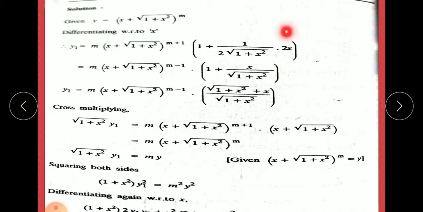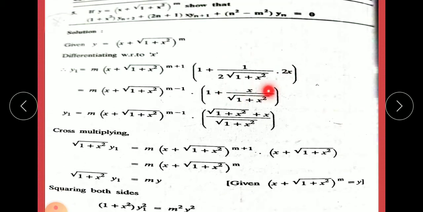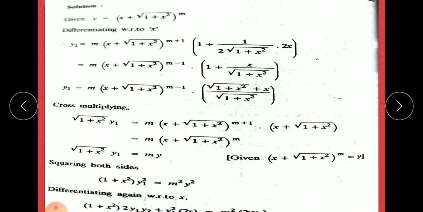In the second term, the 2 gets cancelled and we keep the remaining term. Now m into 1 x plus root of 1 plus x squared, into m minus 1, into 1 plus root of 1 plus x squared plus x, divided by root of m. Girls, please change it over here, that is, m minus 1 will come, not m plus 1. See, this term m minus 1 has to come. Change it. Cross multiplying, so what will happen? Root of 1 plus x squared into y1 equals this term fully.